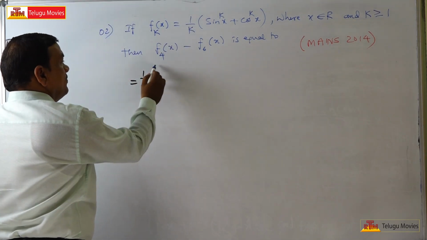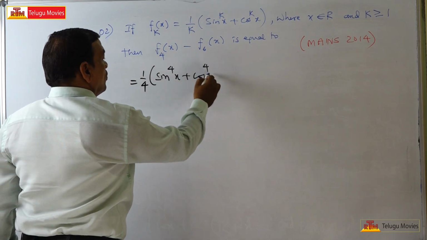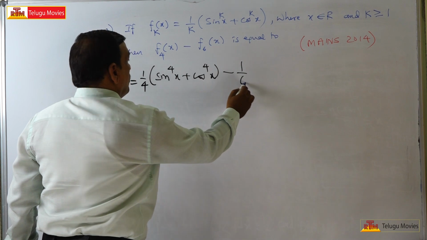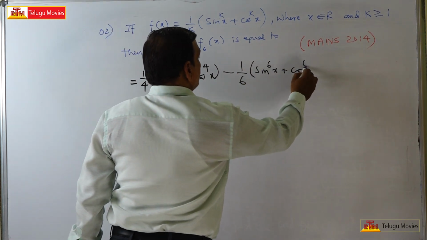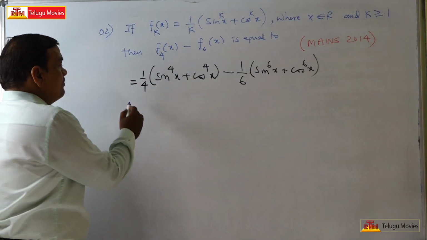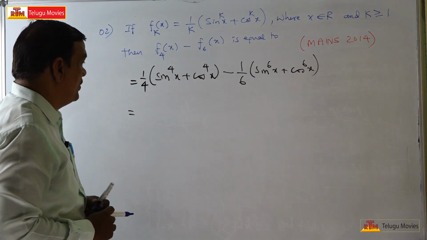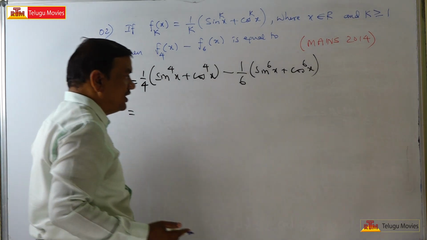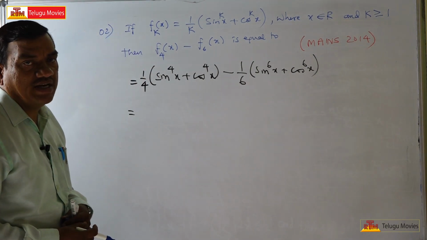This is 1 by 4 sin to the power of 4x plus cos power 4x minus 1 by 6 into sin power 6 plus cos power 6. Very easy problem this is. So you can do the option verification also. Option verification means what? Here you can put x is equal to 0.